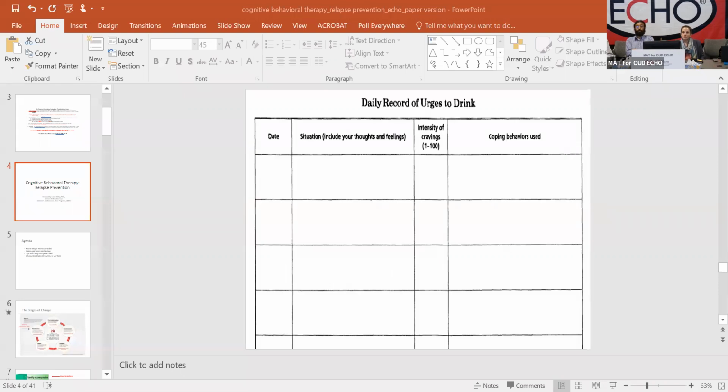The next one is logging, and we talked about the importance of monitoring with CBT. So we really want people to start doing this day one.